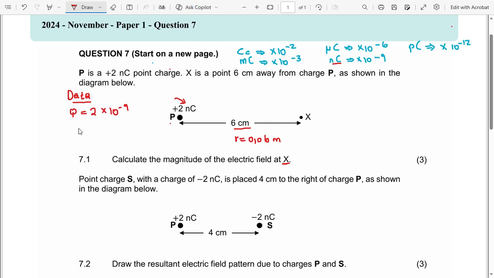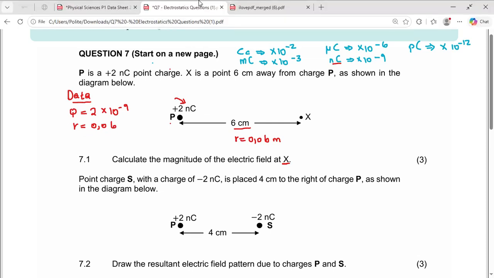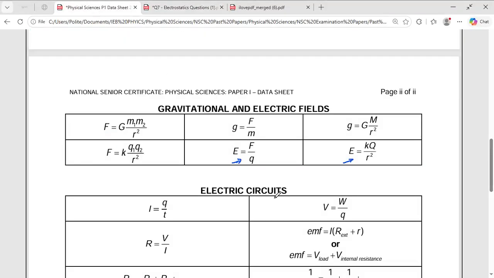I have the charge and I have the distance r, which is 0.06. So since I have Q and R, it will be easy for you to choose the formula. You can go to your formula sheet. We don't have the electrostatic force, so we can't use that one. But we have the Q and the R, and we know that K is a constant.